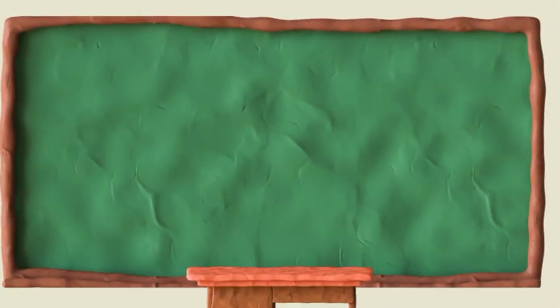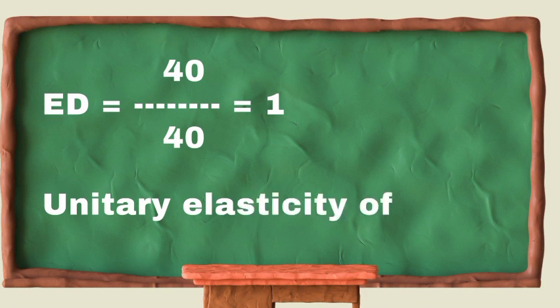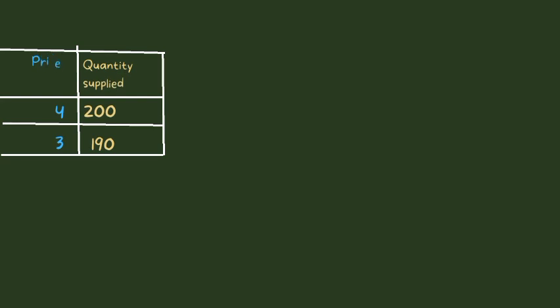And lastly, you divide both. Your 40 divided by 40, you get 1. So it is called unitary elasticity of supply. This is the interpretation.